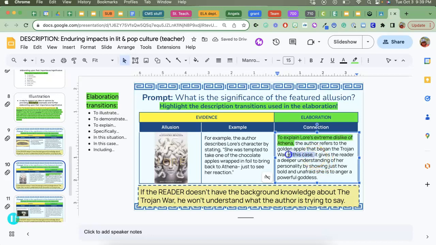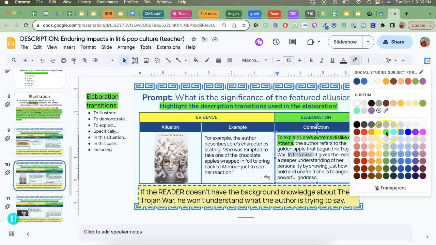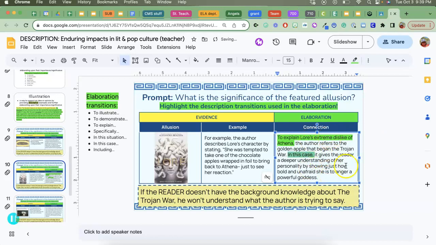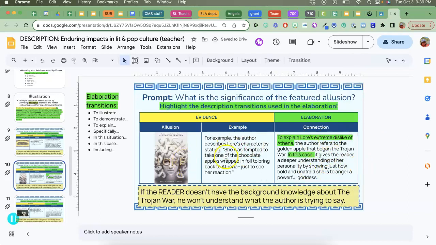The other thing that you should be noticing as we're doing this description strategy is that you're probably going to have more than one elaboration sentence. Your evidence you're going to state in one sentence, but in order to explain it, you have to do two things. You have to explain the reference as it's used here, but you also have to give the background knowledge and make the connection.